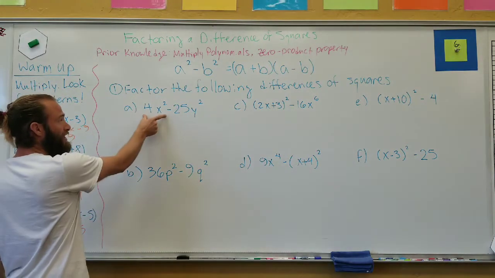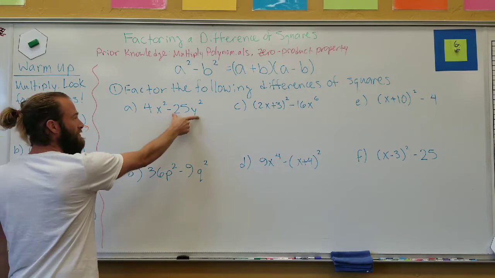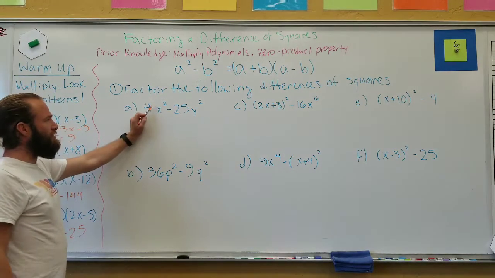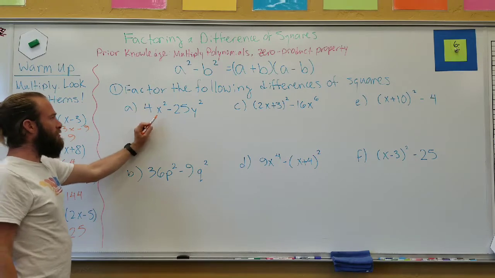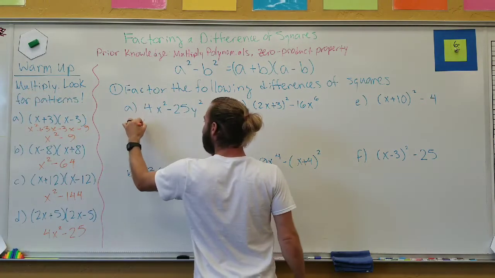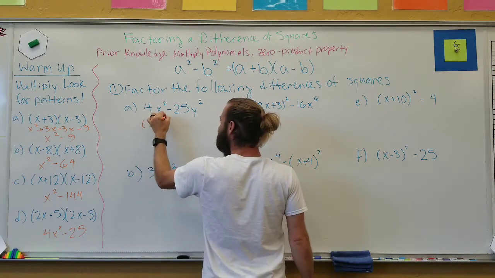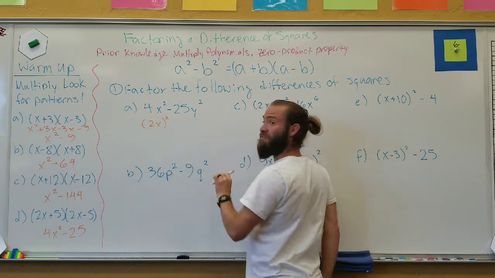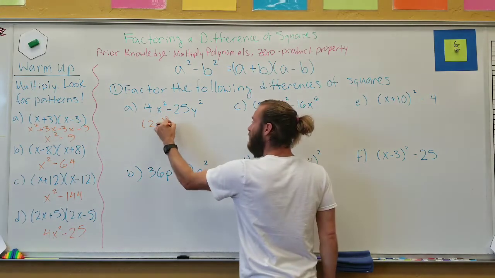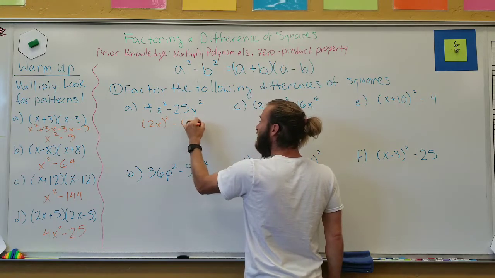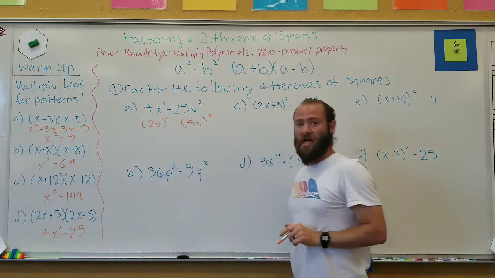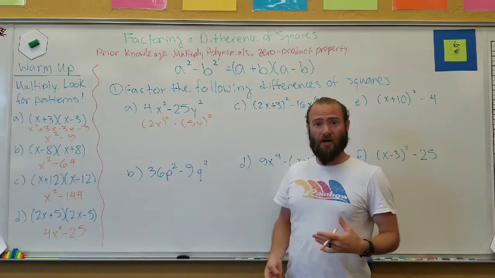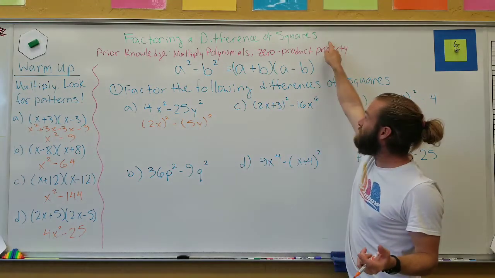So first of all, do you recognize that this is something squared minus something else squared? Now, you might be a little bit confused because this 4 doesn't have a squared on it, but watch if we can identify this. This is 2x all squared, right? Because 2x times 2x is 4x squared. And you can write this as minus 5y all squared. And there, what we have is something squared minus something else squared. Therefore, it is a difference of squares.